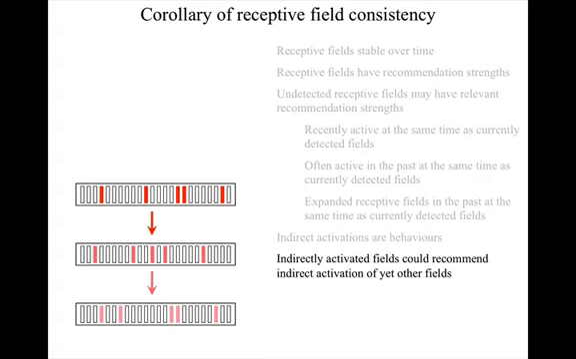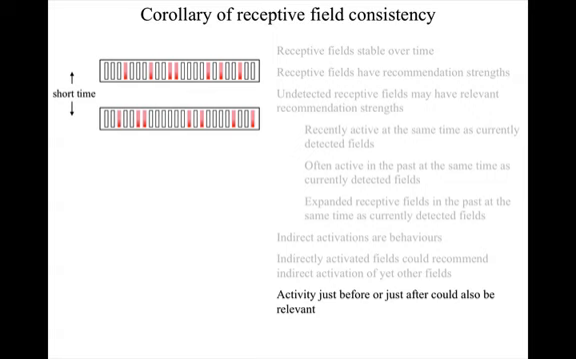Indirectly activated receptive fields could themselves recommend indirect activation of yet other receptive fields. So you could get long sequences of indirect activation, which again could be behaviorally useful, but more and more remote from the current sensory environment.